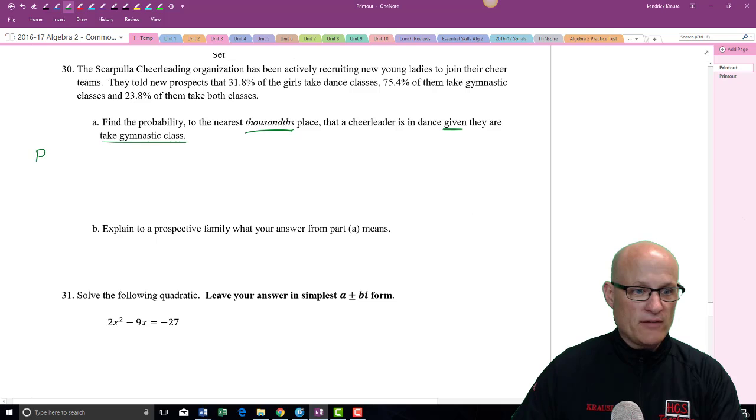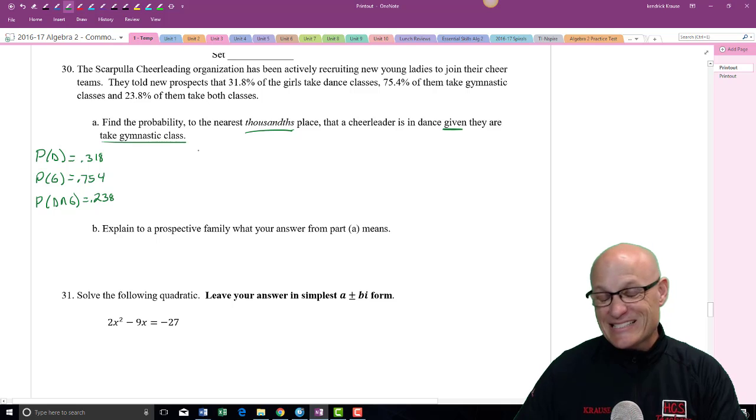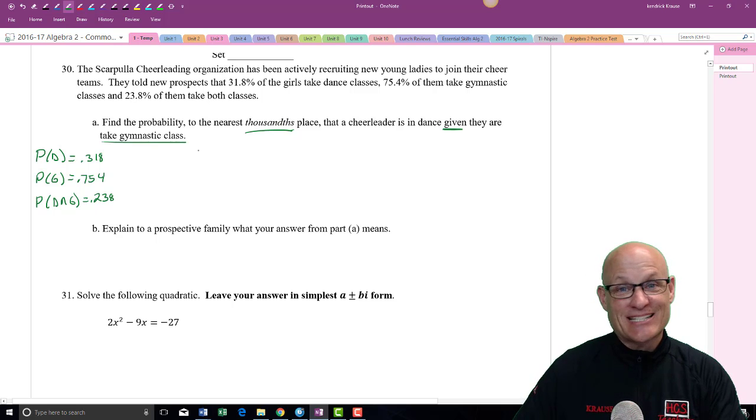Whoa. So probability of dance is equal to 0.318. The probability of gymnastics is equal to 0.238. And the probability of both dance and gymnastics is equal to 0.23. No. This one's not right. 0.754. All right. So I didn't say they're independent. I didn't say an or. I didn't say anything. So you got to assume that they're dependent and use the dependent formula.